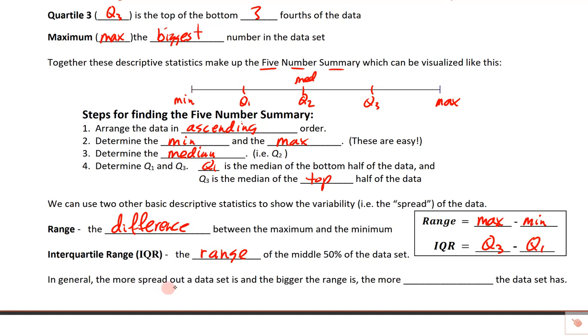Now, in general, the more spread out the data is, the bigger the range is, and the more variability the data set has. So let's write variability. Okay? So when we're talking about spread out, a really large spread means we're going to have a lot of variability. If it's not very spread out, then there's not going to be much variability.